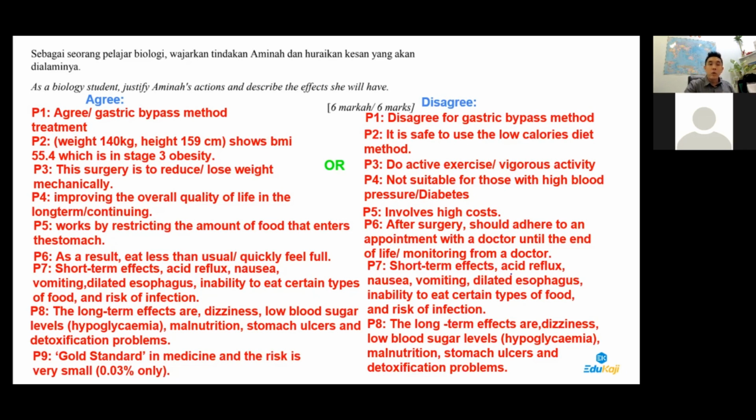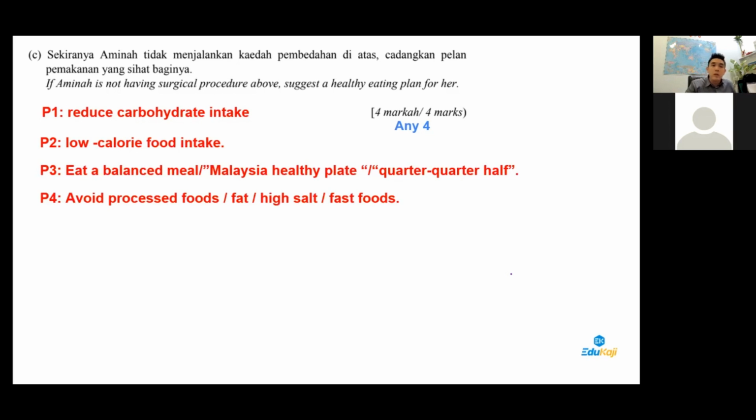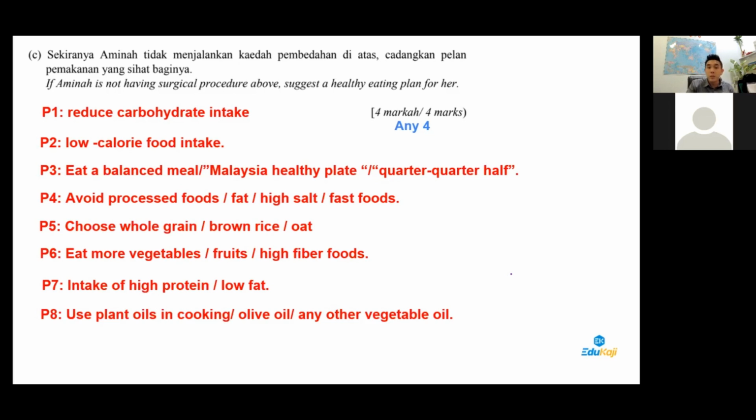Okay, and then there's a follow-up question as well. So if she's not going to go for the surgery, how's the eating plan, guys? Low carbo, low fat, more vegetables, more fruits, more protein. Okay. Reduce carbohydrate intake, low calorie food, avoid processed food, more whole grain, more vegetable. Okay. Any four, guys? Any four?